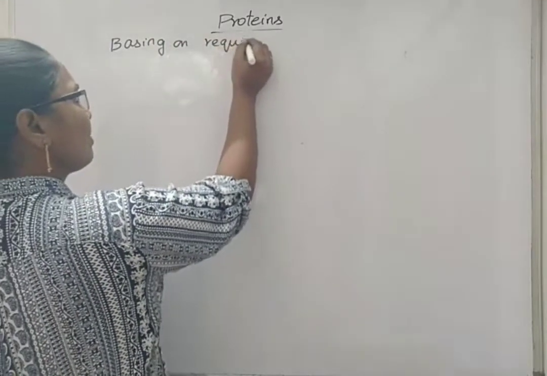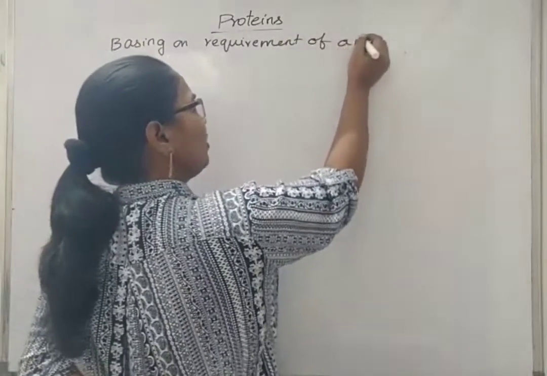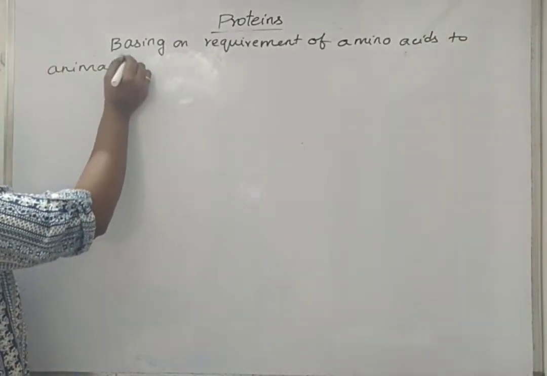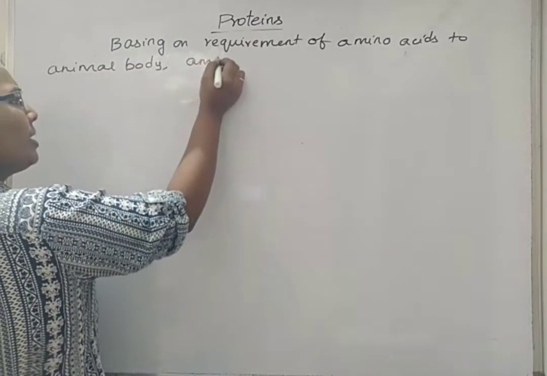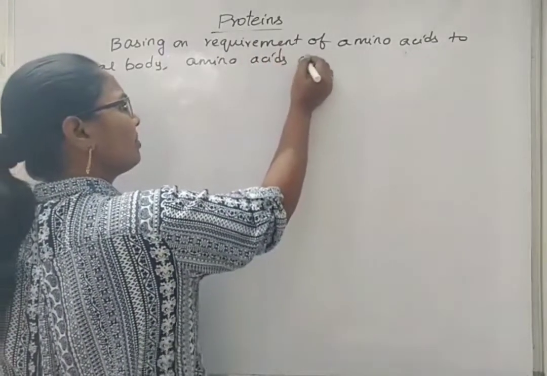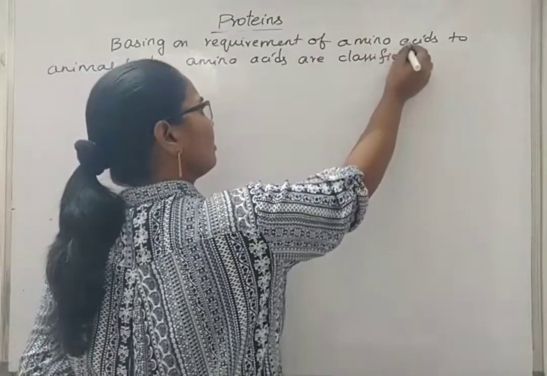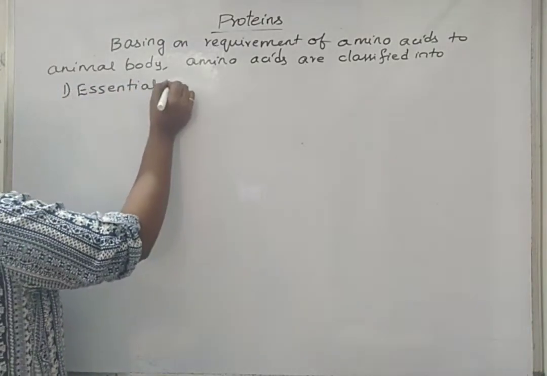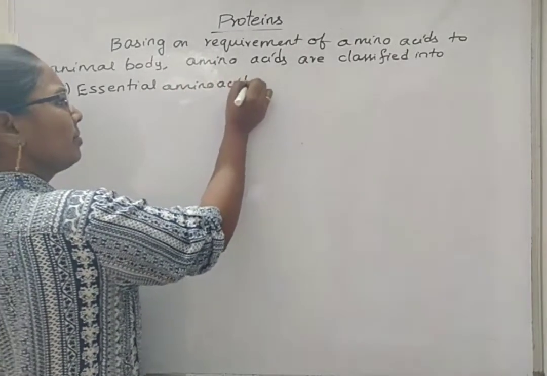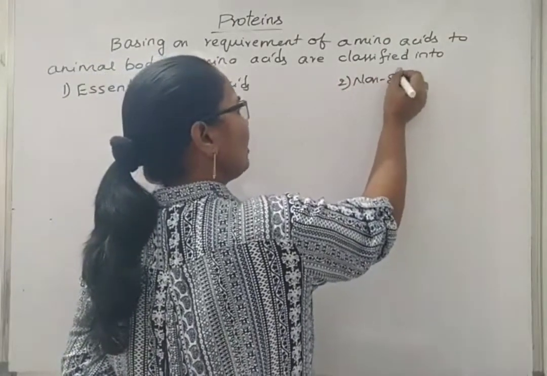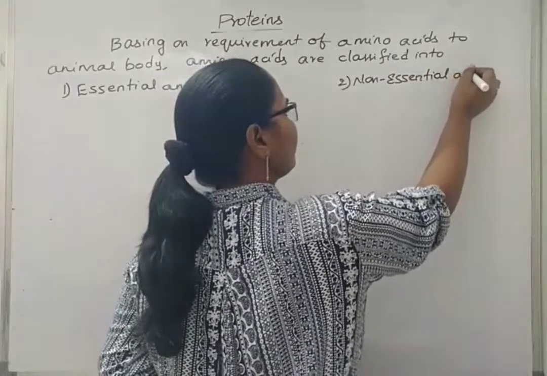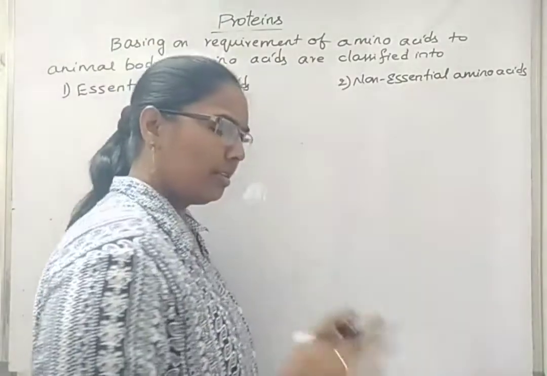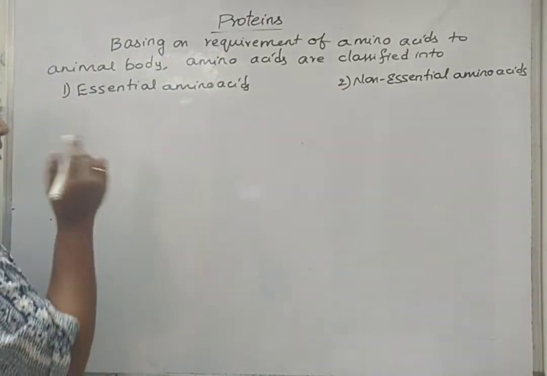Based on the requirement of amino acids to the animal body, amino acids are again classified into: first, essential amino acids; second, non-essential amino acids. What are essential amino acids? We have an equal number of essential and non-essential amino acids listed here.